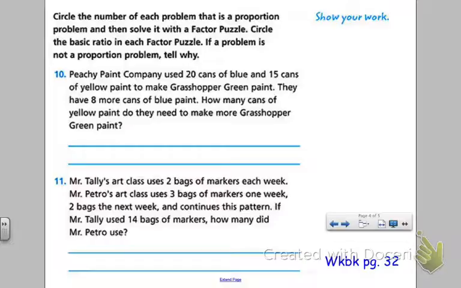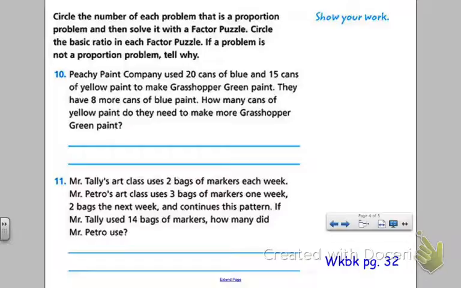So not every one of these word problems is a proportion problem. If it is, we can solve it. If it's not, we're going to have to explain why it's not a proportion problem. You don't actually have to solve the ones that aren't proportion problems unless you really want to. So let's look at number 10.